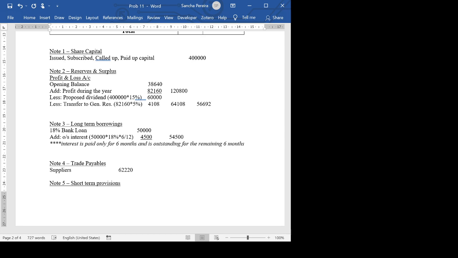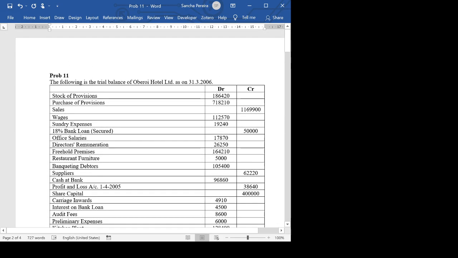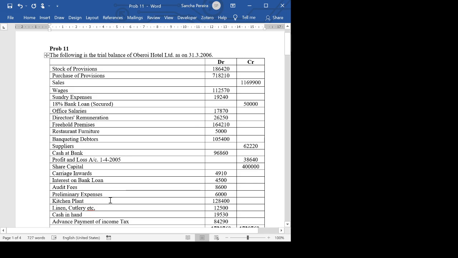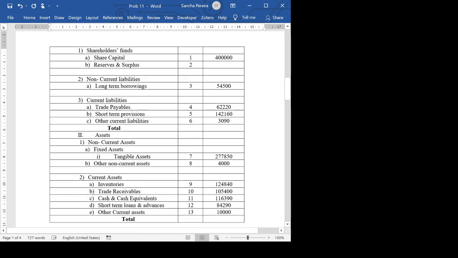Now, one thing we have not done is, we have done this adjustment, transfer to general reserve. We have done just one part of it. We have appropriated from the profit. That means 5% of the profit we are transferring to general reserve. What does this give rise to? This gives rise to the fact that we have transferred 5% to general reserve, and we didn't have general reserve here. If you look at the problem, we have no general reserve here. That means we have created general reserve.